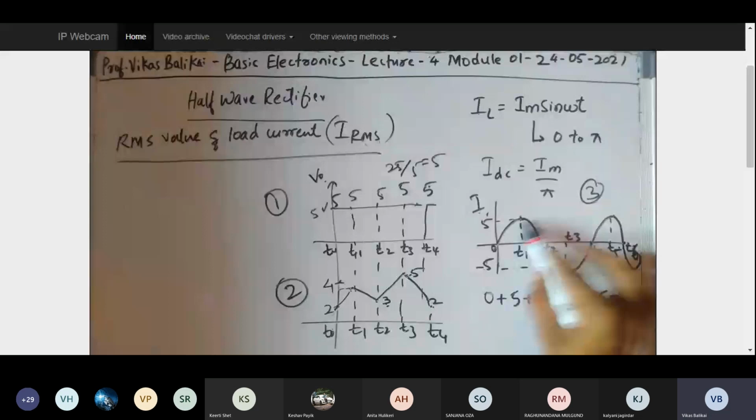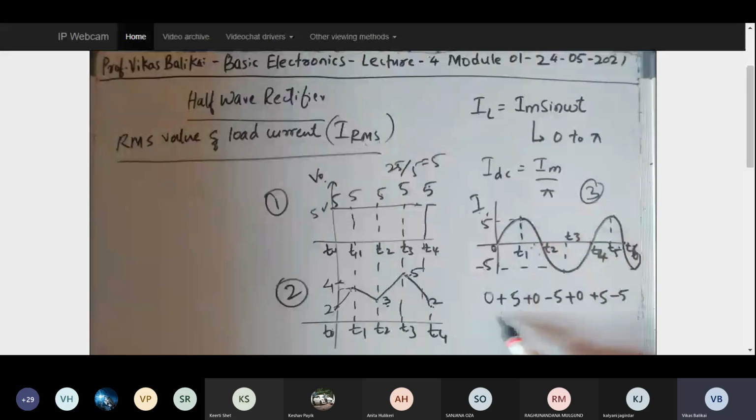So if I do this and calculate the average, how many time instants have I taken? 1, 2, 3, 4, 5, 6, 7, all divided by 7. What would be your answer? Your answer would be straightforward 0, because 5 minus 5 plus 5 minus 5, everything will cancel out and our output will be 0.